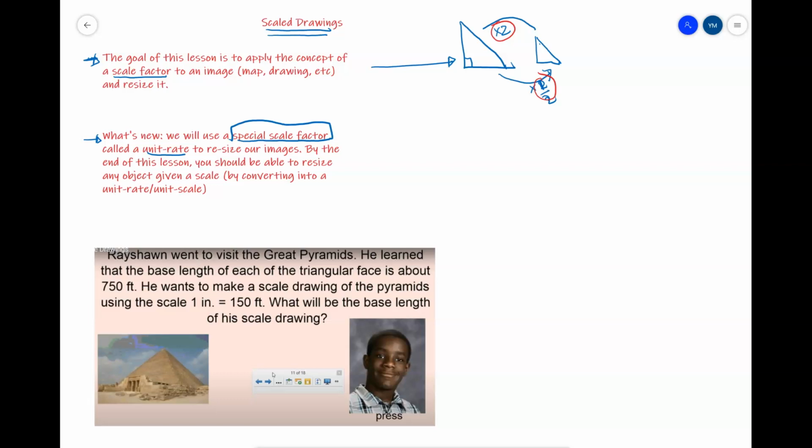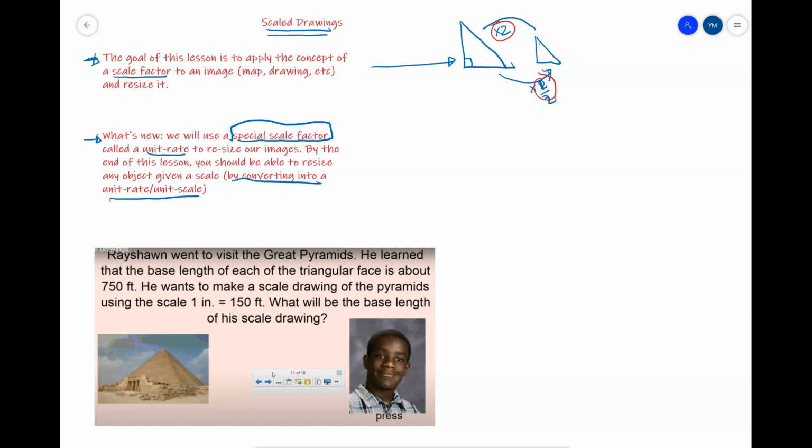Now, some of you might know this idea or concept from 6th grade, which is great. If not, no problem, we're still going to revisit it. By the end of this lesson, you should be able to resize any object given a scale by converting it into a unit rate or a unit scale.